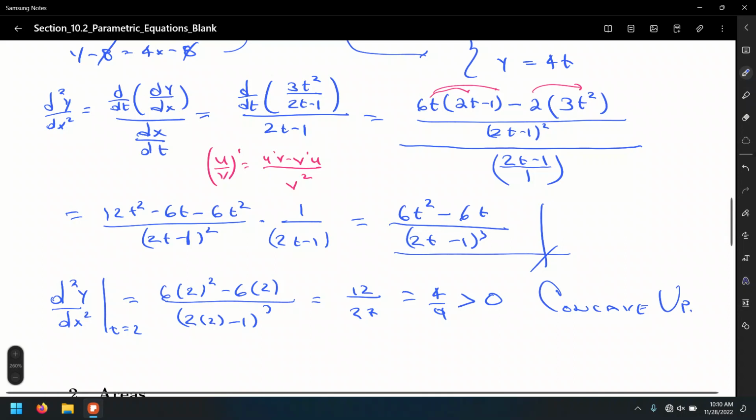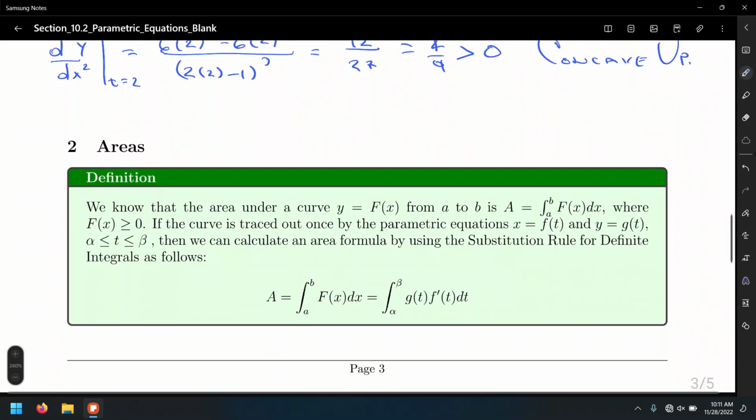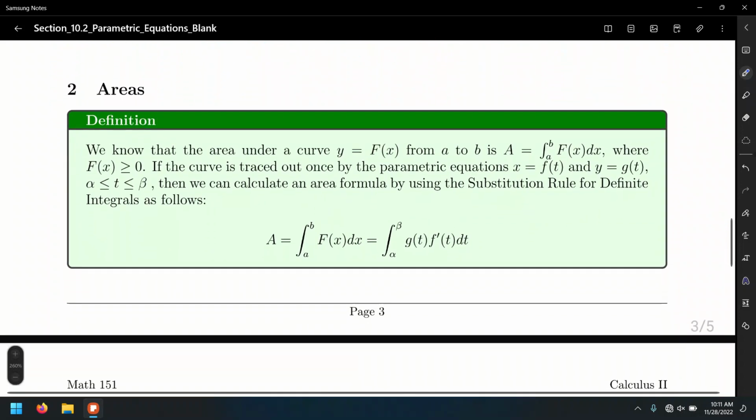Let's see what's next. Oh, finding areas. One of the other applications of parametric equations is finding areas. In just the same way that we found areas under curves or functions as described by f of x, by one single function, we can also find areas under curves that are defined in parametric form.